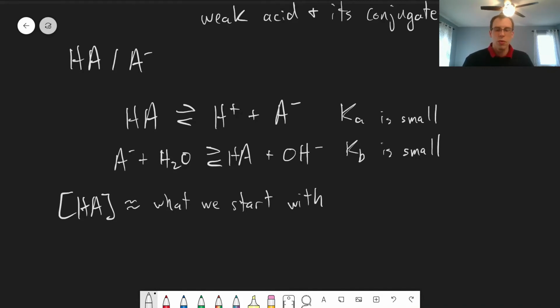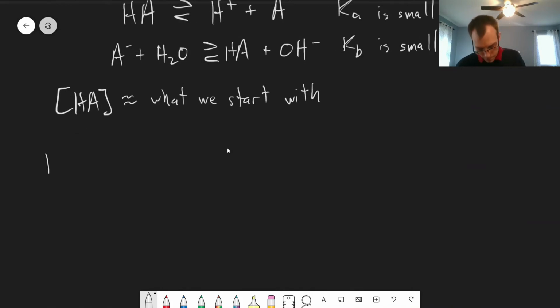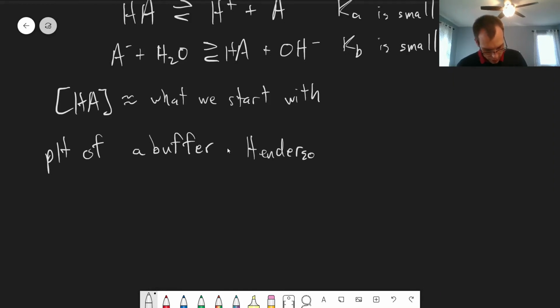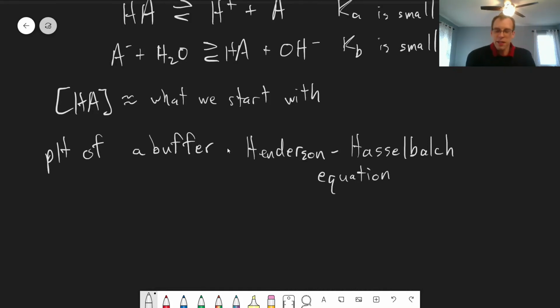Okay, so the question here, though, is how do we find the pH of a buffer, and how do we understand its buffering capacity? How much can it resist changes to pH? And so the equation that we use to find the pH of a buffer is what is known as the Henderson-Hasselbalch equation. There's an L in there though, Hasselbalch. And we'll go through where this equation comes from. Essentially this equation is a rearrangement of the Ka expression.